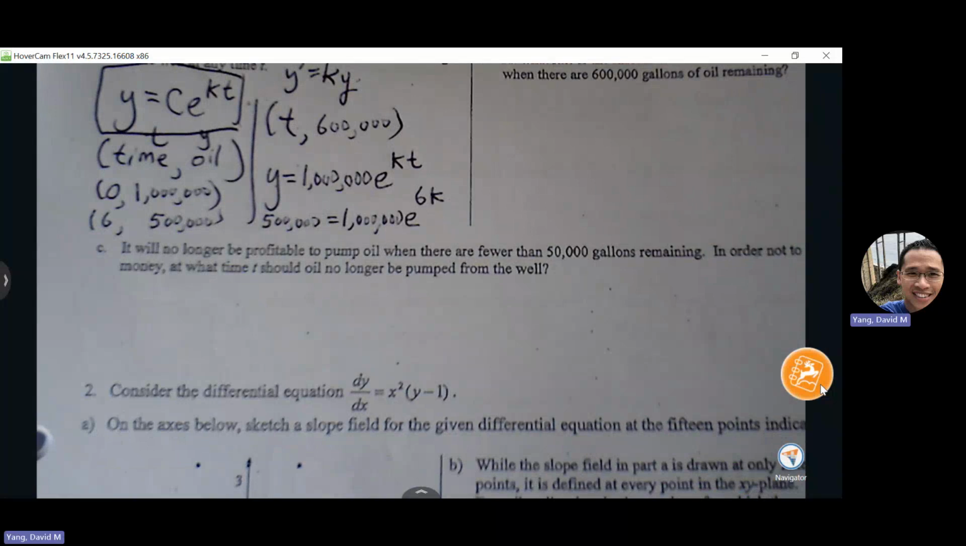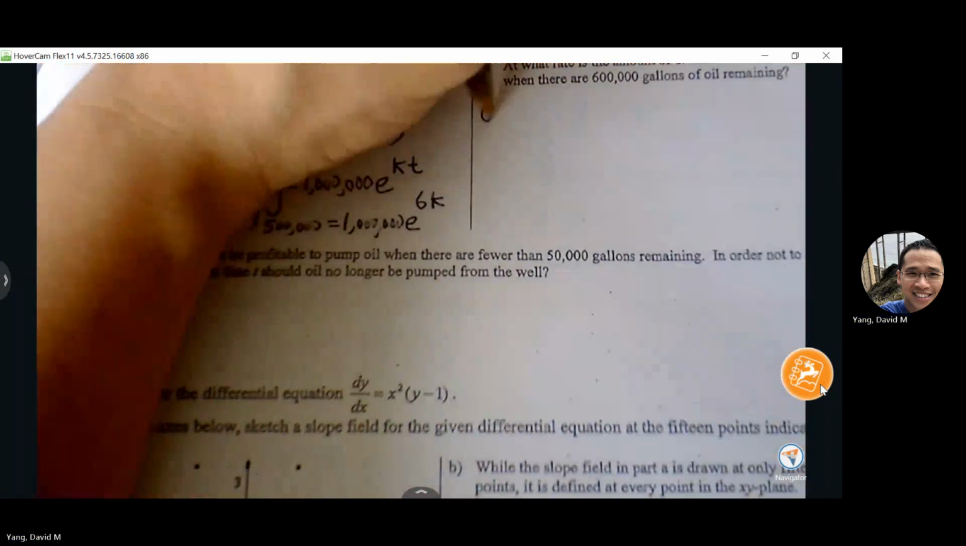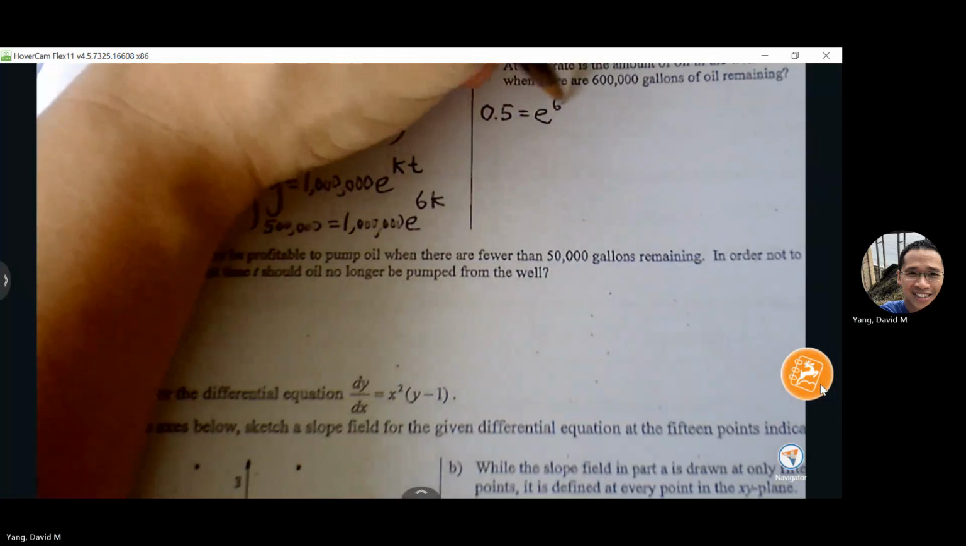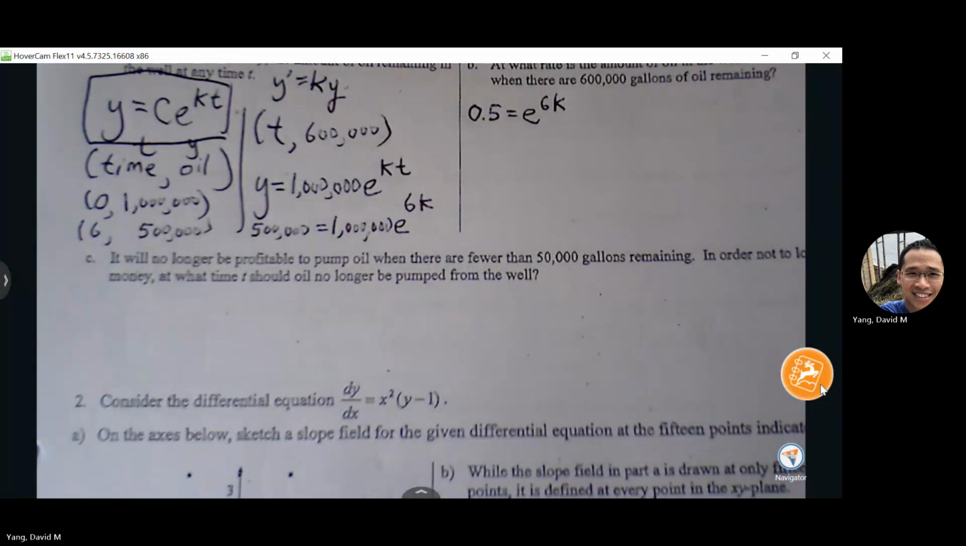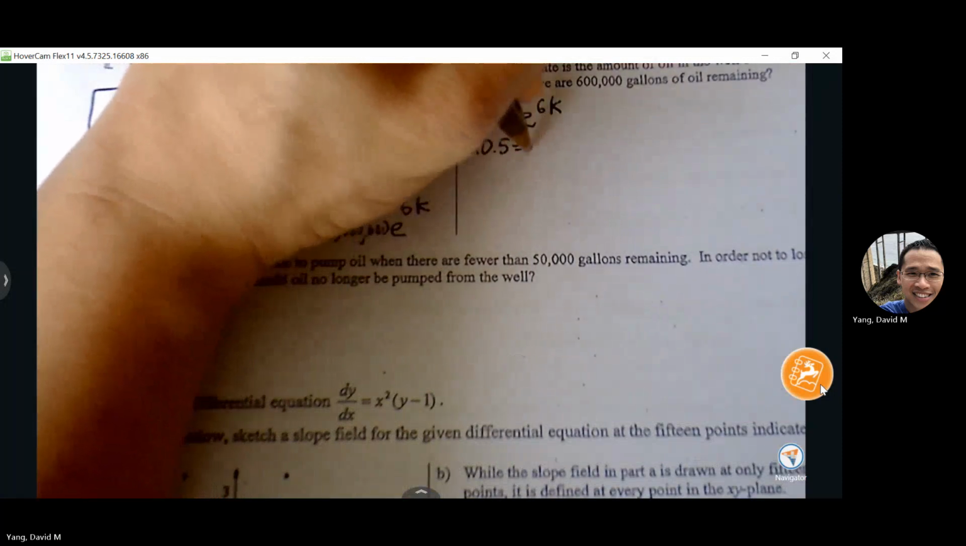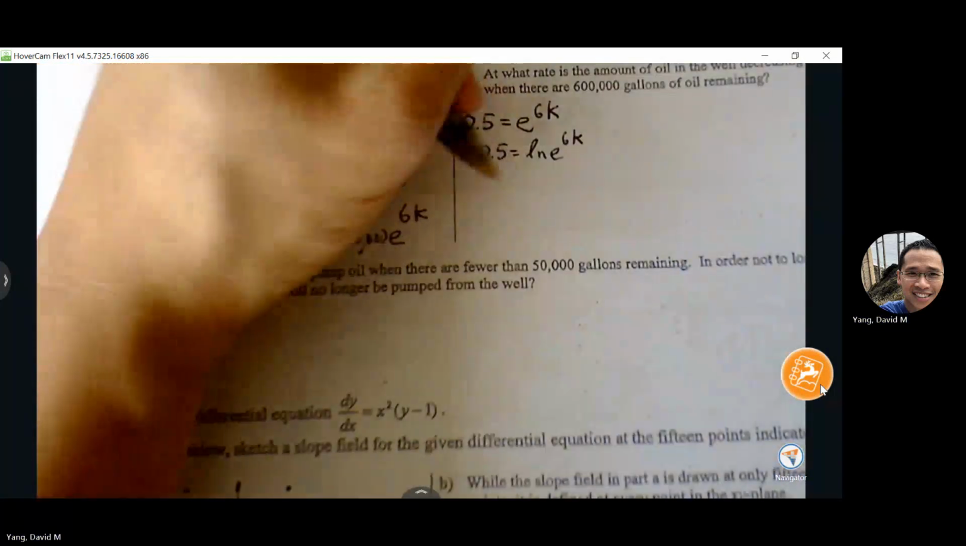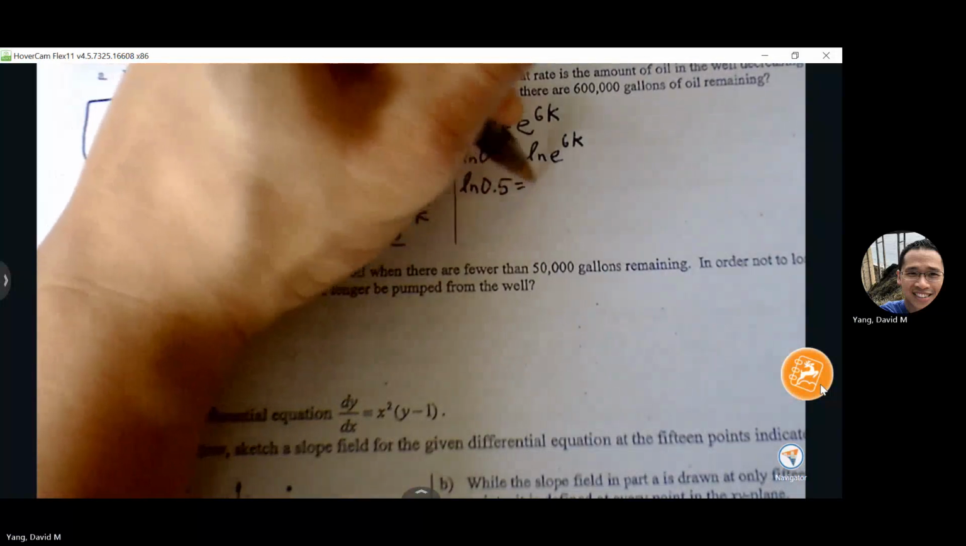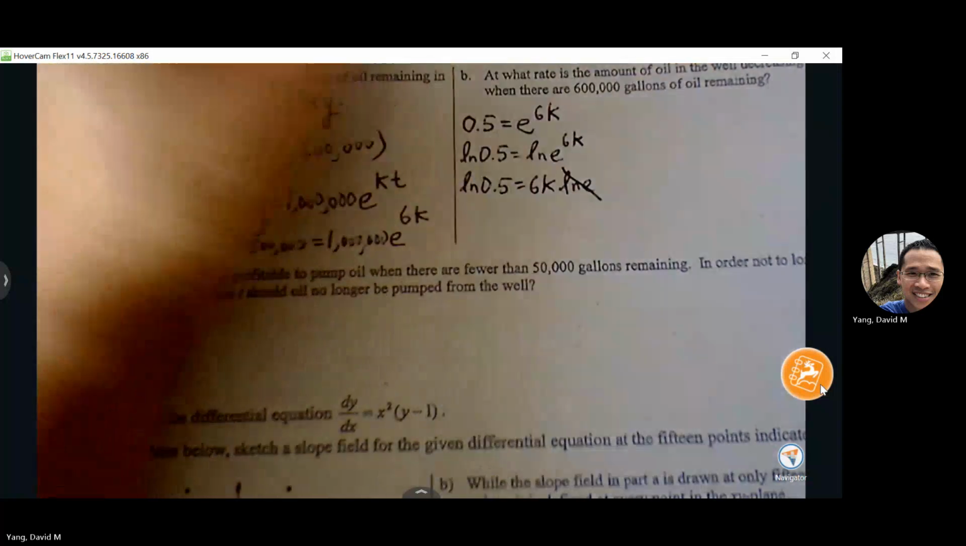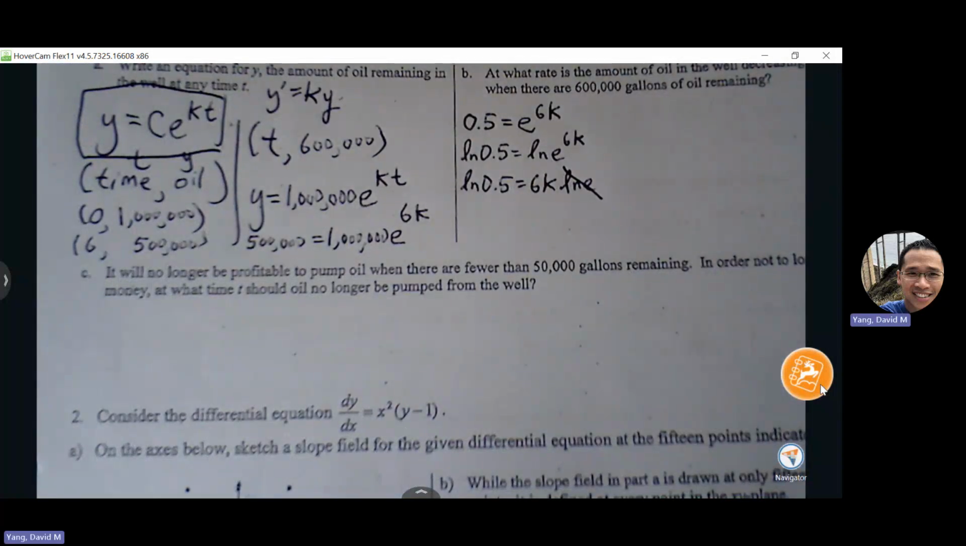We want to solve for k, but let's move the easy things first. What can we do to move things away from that right side? Yeah, divide by a million, right? So 500,000 divided by a million is just what? 1/2 or 0.5. I want to solve for k, but k is stuck in the exponent, so take the natural log. That exponent is now free to move down in front. Natural log of e is just 1. Divide both sides by 6.